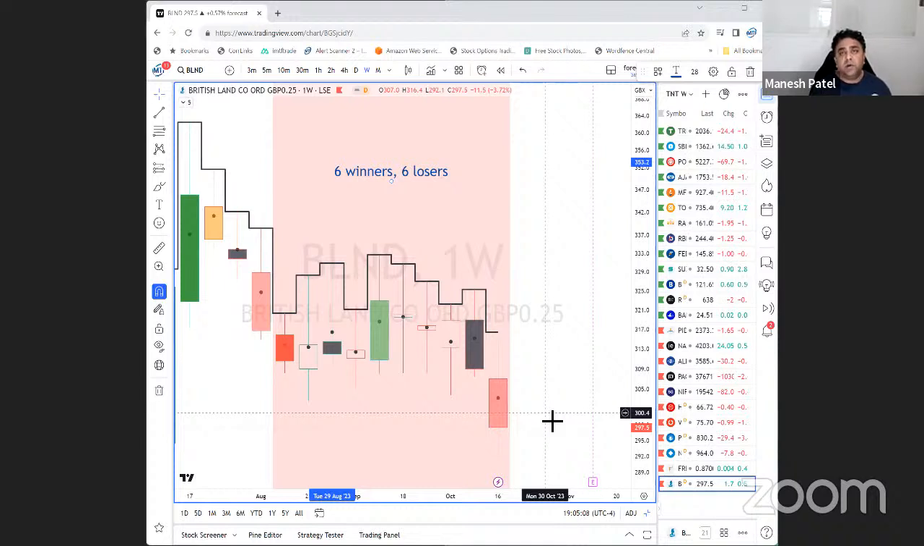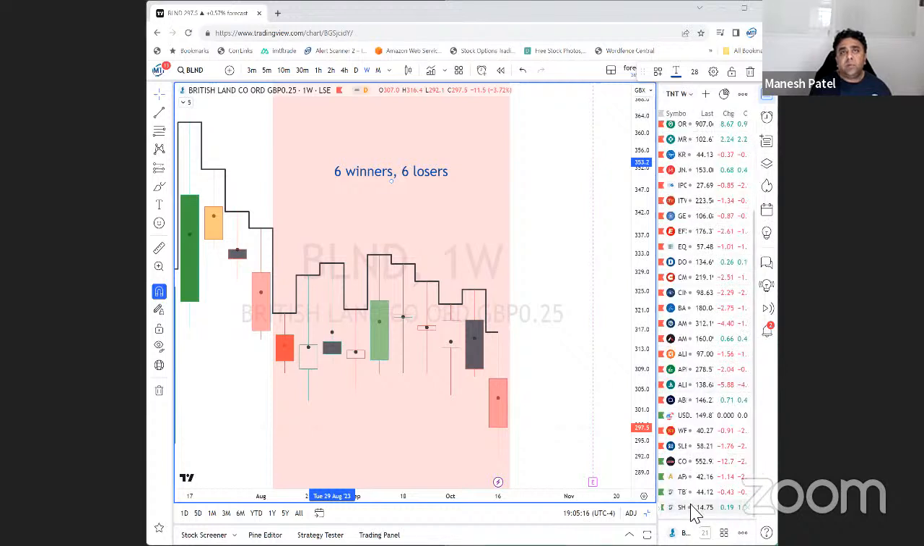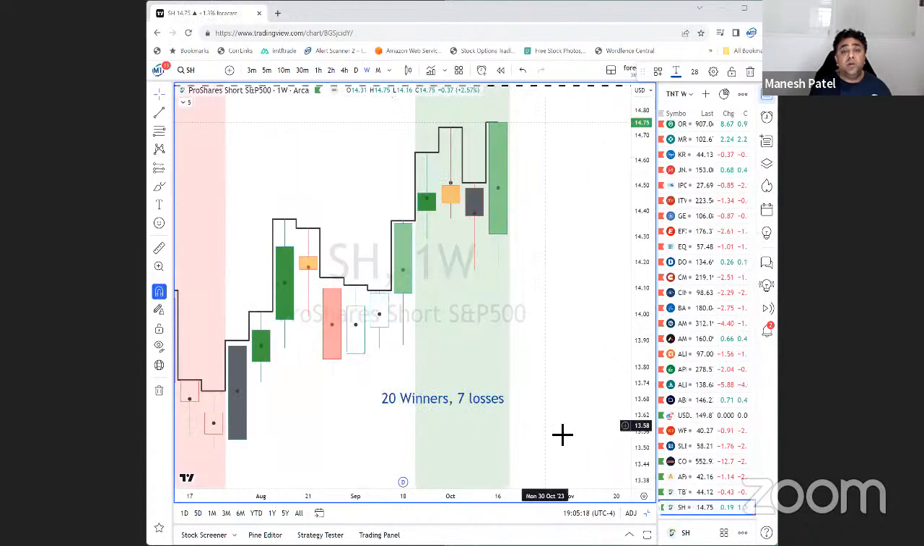Not bad at all if you look at the results. On the international front, we had 6 winners, 6 losers. And then on the US side here, we had 20 winners and 7 losers. That's not bad at all.